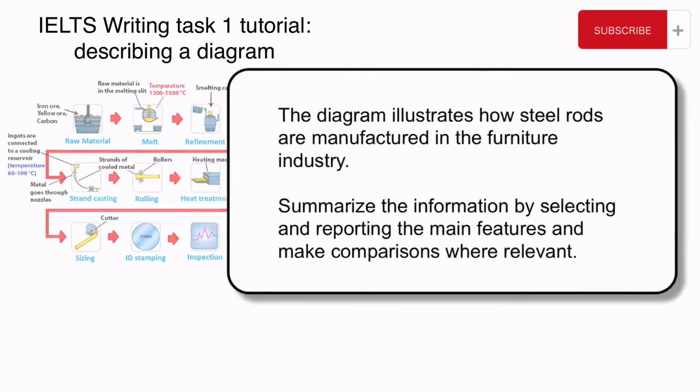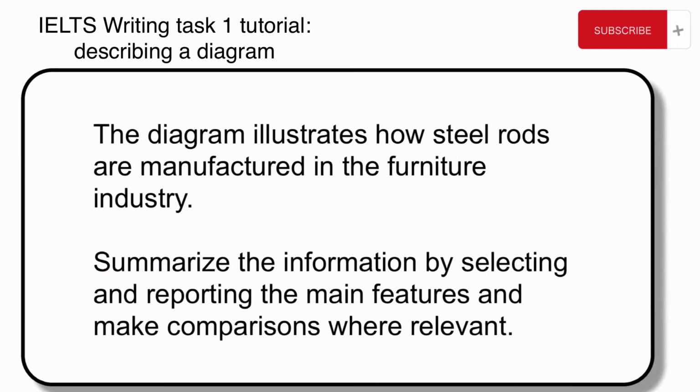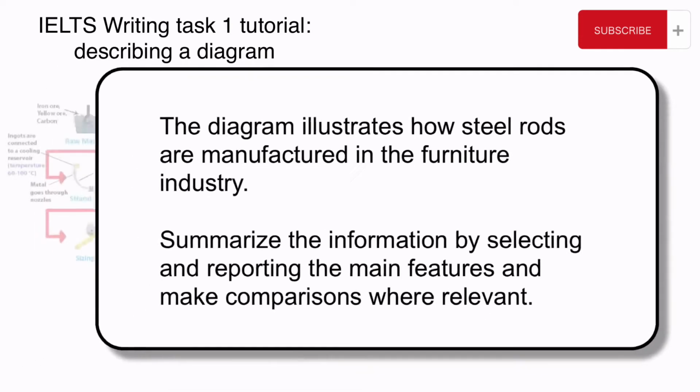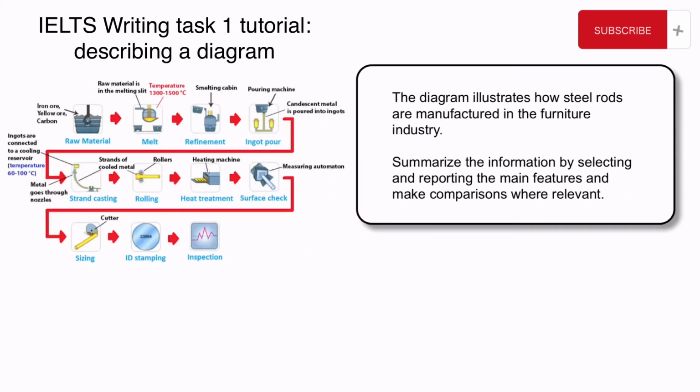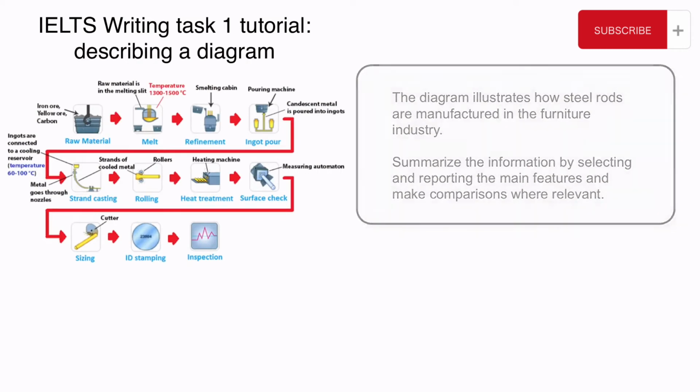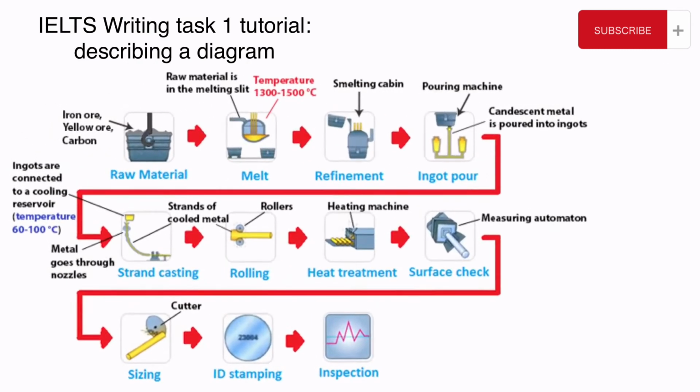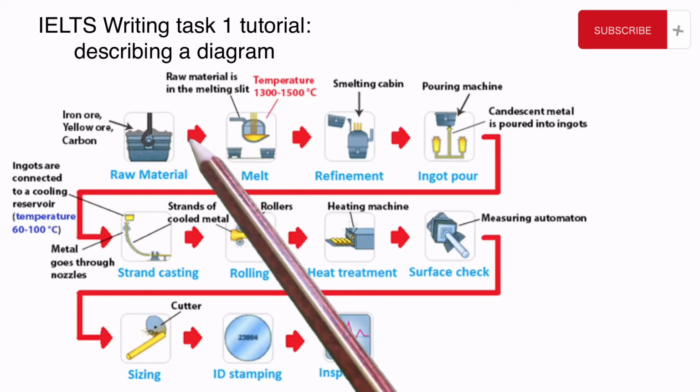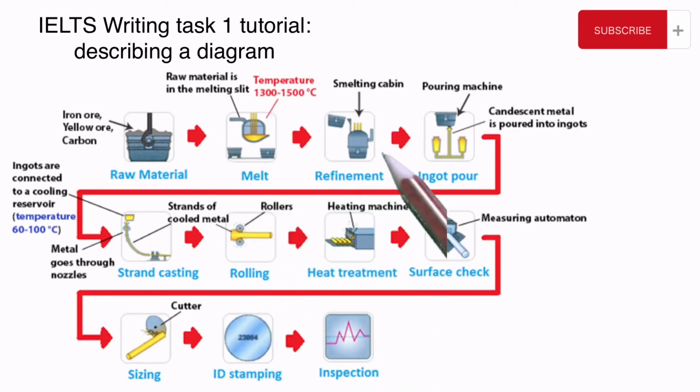Let's take a closer look at our question card. It says, the diagram illustrates how steel rods are manufactured in the furniture industry. Summarize the information by selecting and reporting the main features and make comparisons where relevant. Now, let's examine our diagram. In this case, it's a process diagram. It shows the process of manufacturing of metal rods.